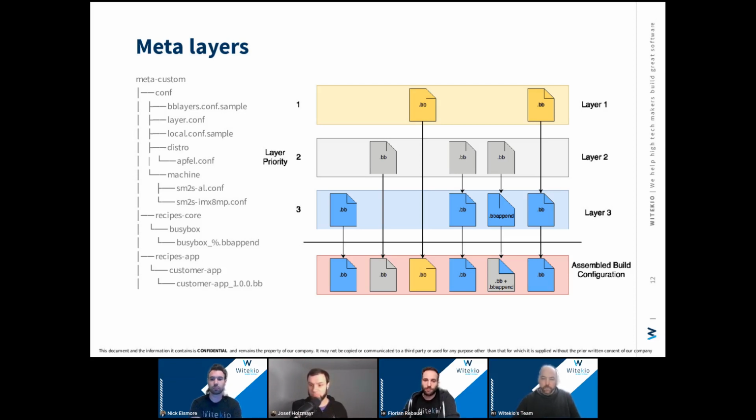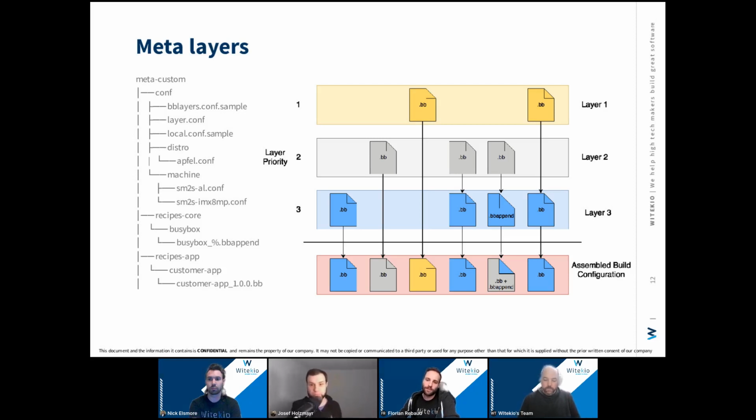So if you look at the image on the right, you see 3 different layers that are interacting with each other, and each layer has a priority. So the higher the number, the higher the priorities. For example, here, layer 1 and layer 2 are maintained by the community, and you are layer 3. So what you can do is append the layer. So in layer 2, this BB file is not exactly what you want, so you can modify it using a BB append.